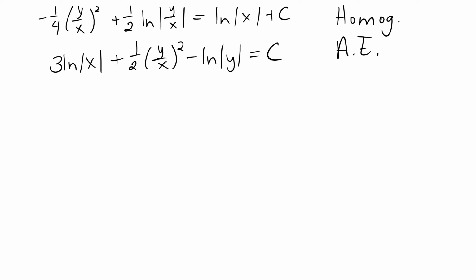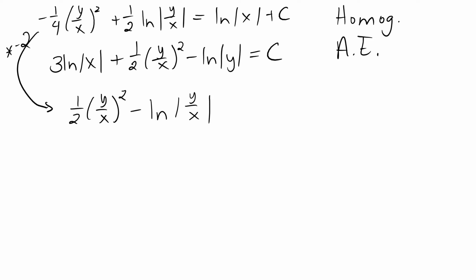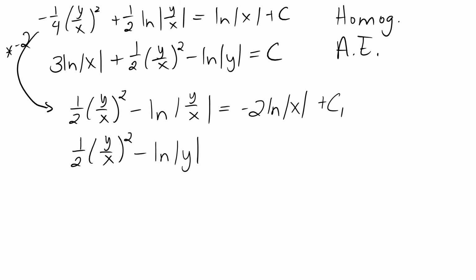So I'm going to take our homogeneous solution because I think that may be one of the easier ones to work with. The first thing I'm going to do is multiply everything through by negative 2. If I multiply everything through by negative 2, I get 1/2 y over x squared minus natural log of y over x equals negative 2 natural log of the absolute value of x plus c1. Okay, so let's see. So I have 1/2 y over x squared. Let's separate this middle term. Minus the natural log of the absolute value of y plus the natural log of the absolute value of x.